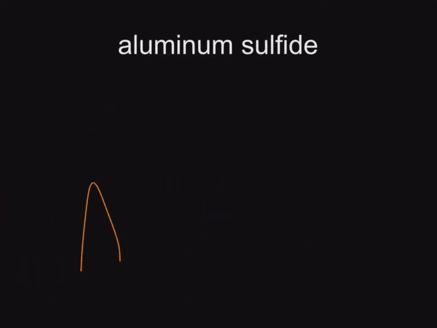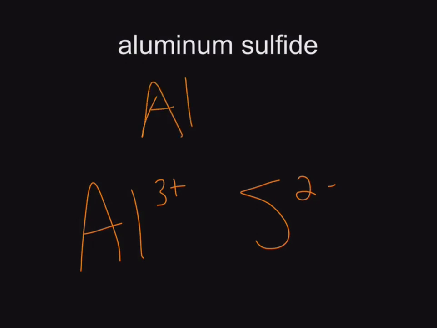Aluminum sulfide. Aluminum is a +3. Sulfur is in group 16 with oxygen. It's going to be a -2. So if I have 2 aluminums, that gives me a total of +6. If I have 3 sulfurs, that gives me a total charge of -6. So the 3 times the 2 gives me 6. The 2 times the 3 gives me 6.